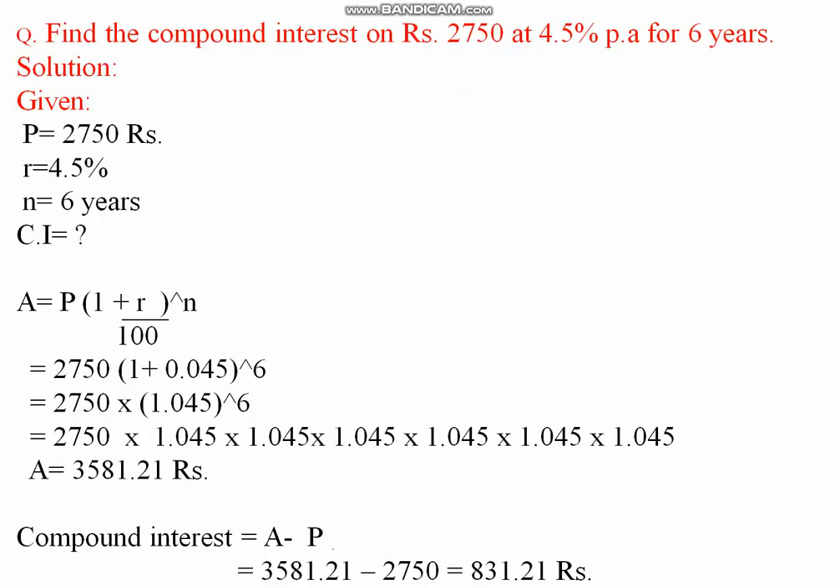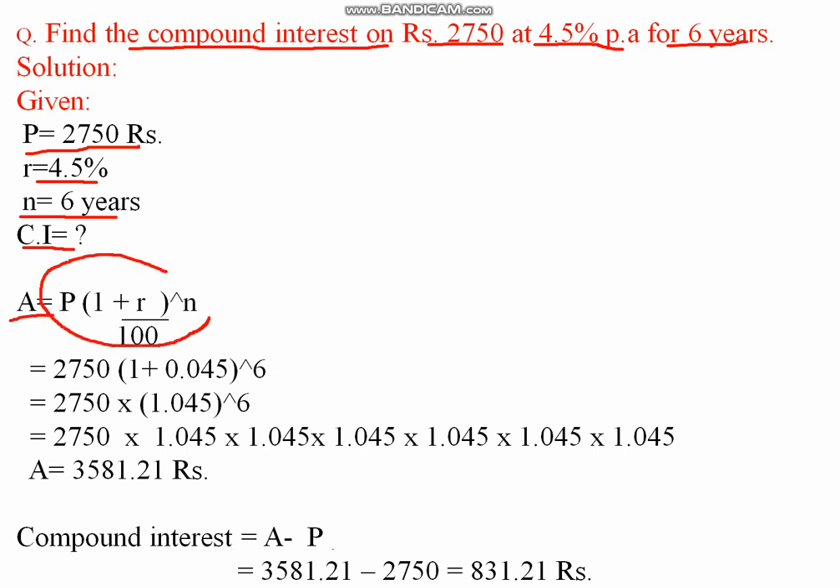Now see the example on compound interest. Find the compound interest on rupees 2750 at 4.5% per annum for 6 years. Here the principal is 2750 rupees, the rate of interest is given 4.5% and n is given 6 years. Here we have to find the compound interest. So in case of compound interest, first find out the amount and then the compound interest is equal to A minus P. So A is equal to, we know the formula, P in bracket 1 plus R upon 100 raised to n. This is the formula of amount A.